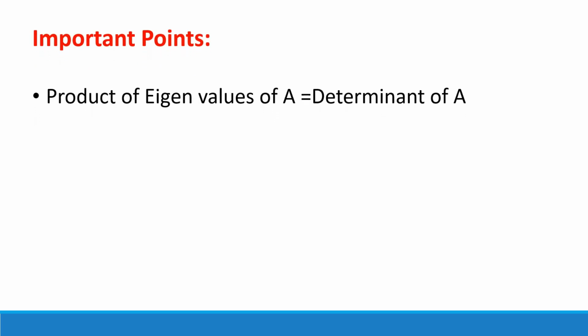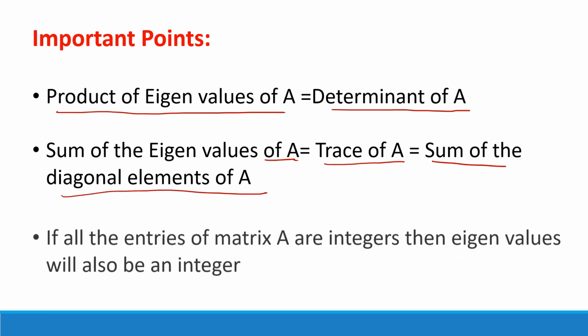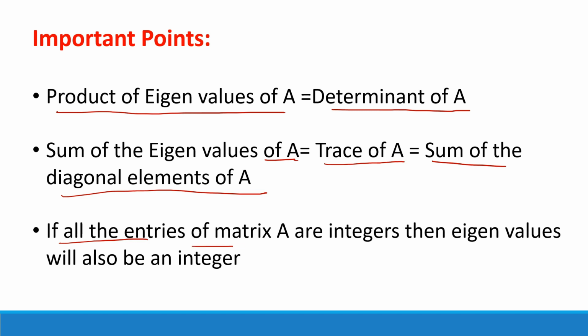So before doing anything, we should know some important points. What are the important points? First one is the product of eigenvalues of A is actually equal to the determinant of A. Second is the sum of the eigenvalues of A is actually equal to the trace of A. And what is the trace of A? That is the sum of the diagonal elements of A. And the third one is if all the entries of a matrix capital A are integers, then the eigenvalues will also be integers. So these are three important points. Now let's move to the question.